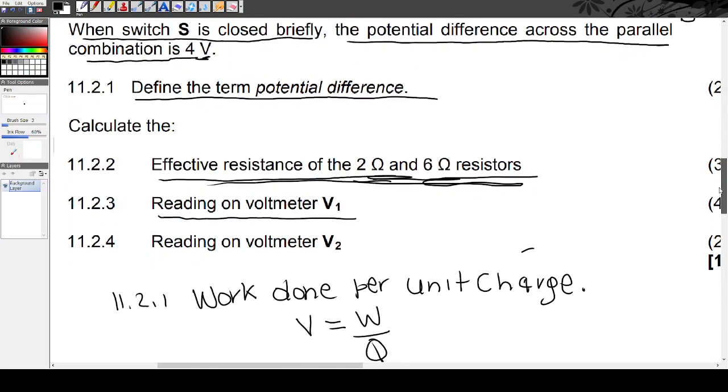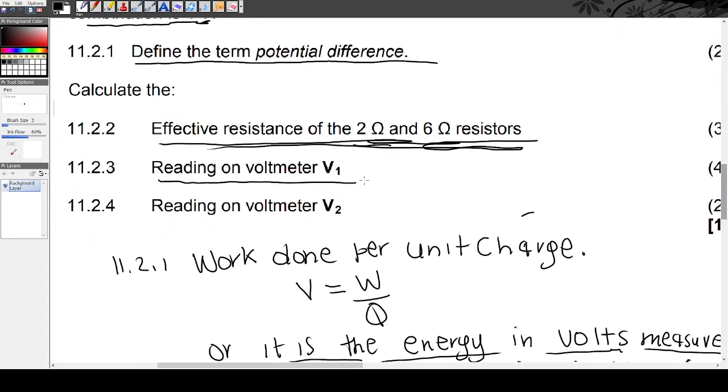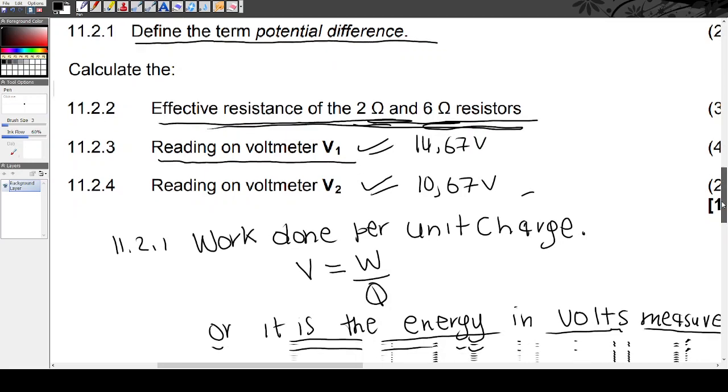Okay, so we've calculated V1, the reading in V1, which is 14,67 volts, and we just calculated V2, which was 10,67. I hope this whole thing makes sense. I hope it does make sense.